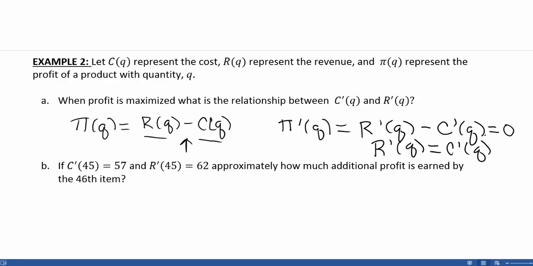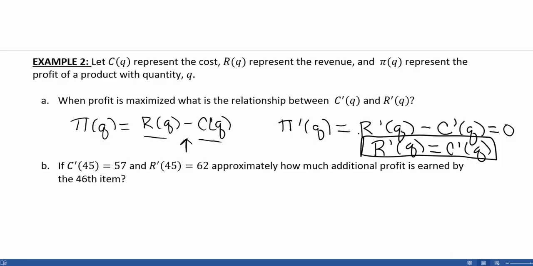This is a little tidbit that comes in handy in strange ways, but it's useful in a lot of ways. If our marginal revenue equals our marginal cost, we have the right condition for the profit to be maximized. Part B. If the marginal cost at 45 items is $57 per item, and the marginal revenue at 45 items is $62 per item, approximately how much additional profit is earned by the 46th item?